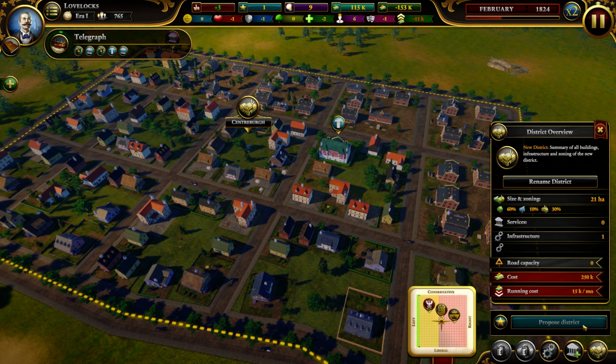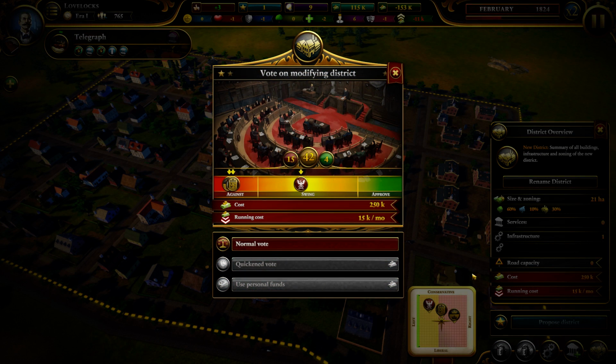Proposed district. Oh, wow. So what happened? If we lose the vote, do we lose anything aside from it not being enacted? I can totally see why they're against this. Like, our city cannot afford it. Normal vote, quickened vote, personal funds.